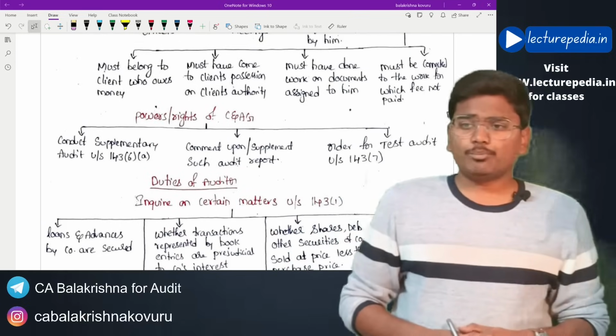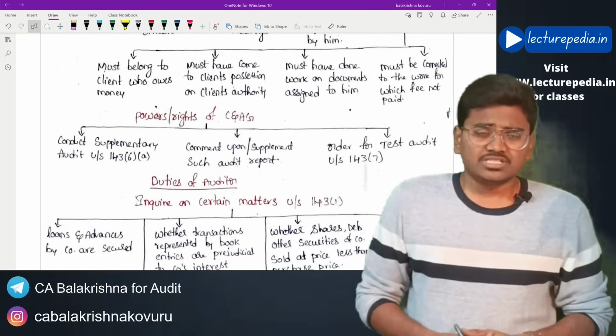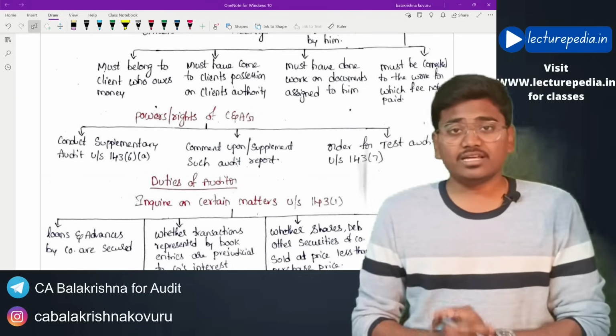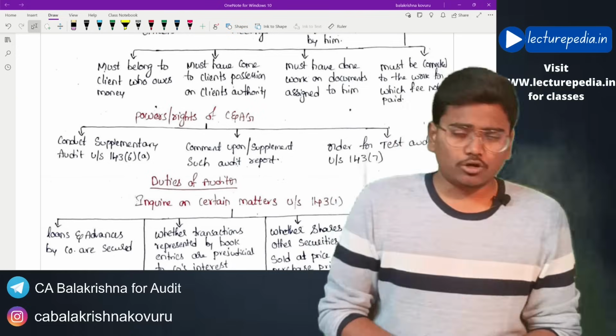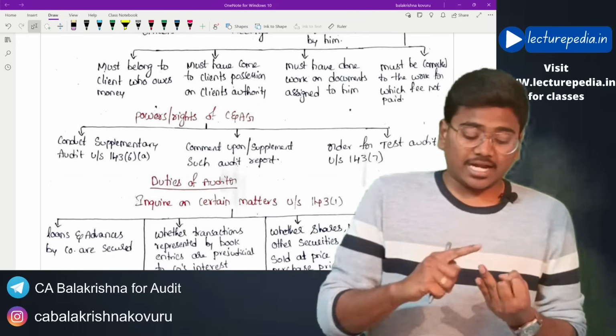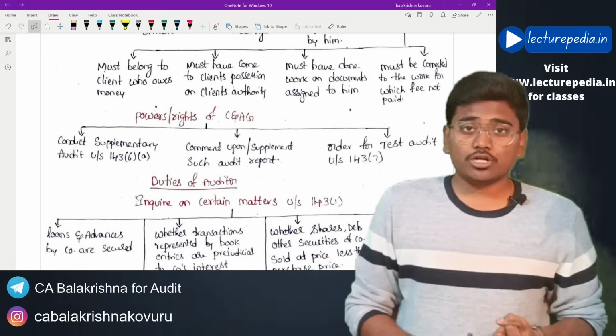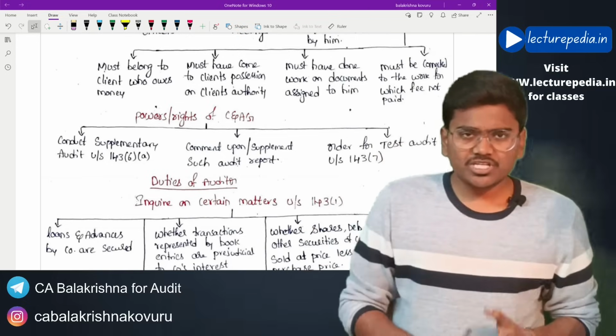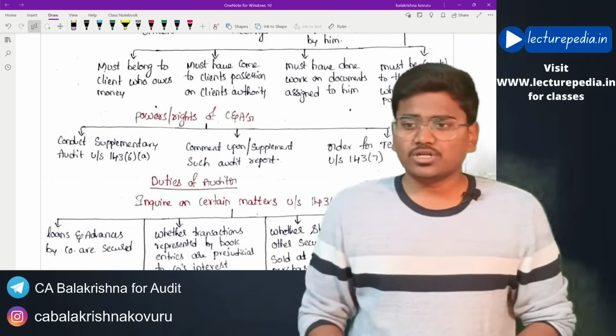Next, coming to the powers or rights of C&AG. This concept, the powers of C&AG, we have discussed in detail in PSU audit, public sector audit. Generally, C&AG will have the right to conduct supplementary audit and the right to comment upon the supplementary audit report, and it also has the right to order for test audit. These are the powers or rights of C&AG.